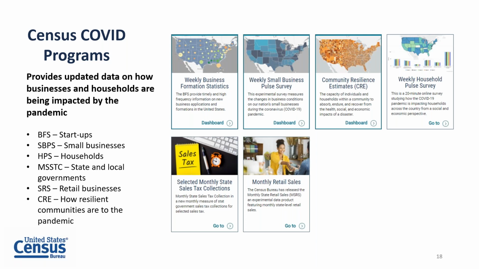So what you're looking at right now on the slide are a number of programs, 6 to be specific, that were specifically stood up during the pandemic to help people understand the potential impact of the pandemic. In the top left-hand corner of this grid, you'll see a program called Weekly Business Formation Statistics. We knew pretty early on that not only were existing businesses being impacted, but so were startups.